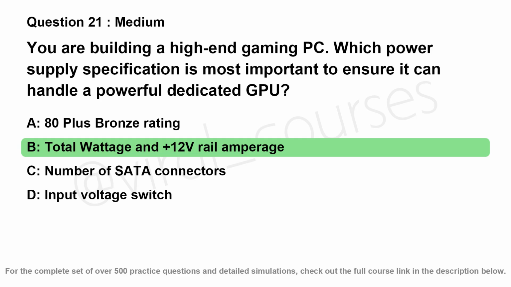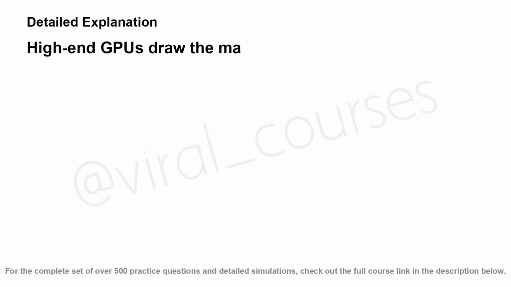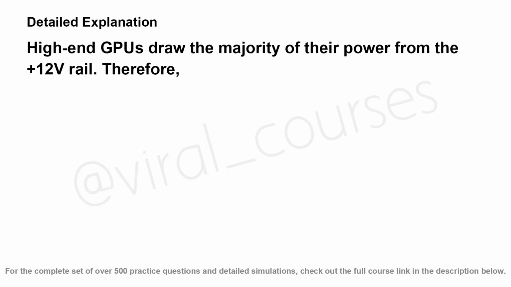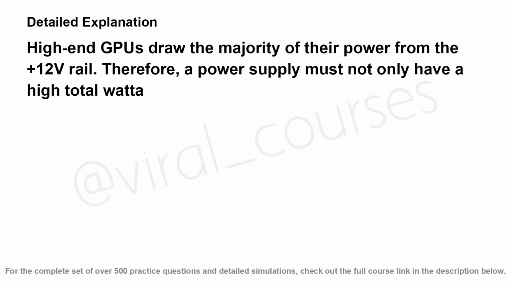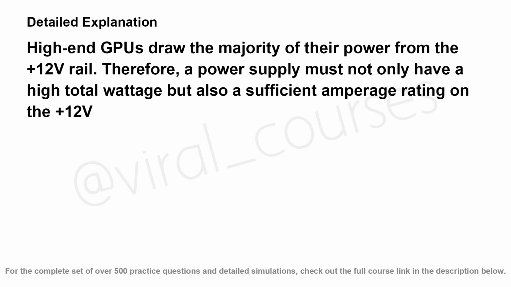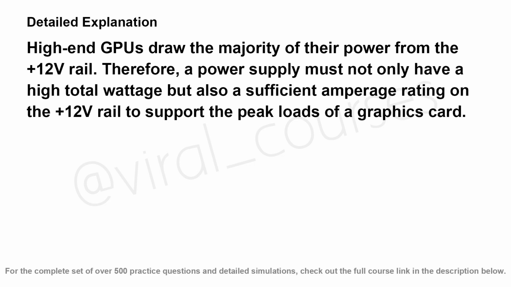The correct answer is B. High-end GPUs draw the majority of their power from the +12 volt rail. Therefore, a power supply must not only have a high total wattage but also a sufficient amperage rating on the +12 volt rail to support the peak loads of a graphics card.